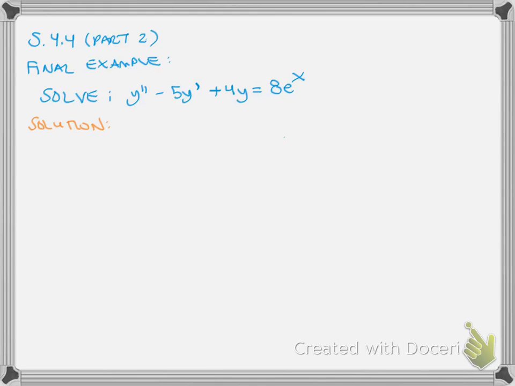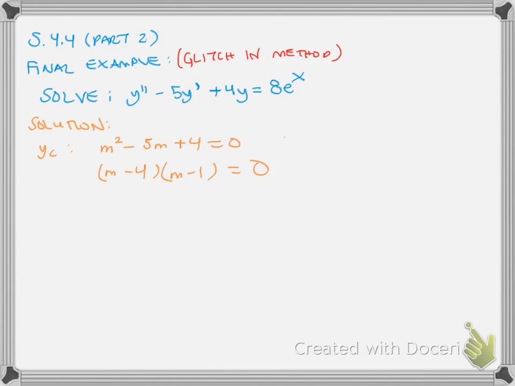And so here we're going to do this example where I told you that there could possibly be a glitch in the method. But we're going to proceed accordingly, and then we'll see where this glitch turns up. To get started, let's find the complementary function. Let's look at this auxiliary equation: m squared minus 5m plus 4 equals 0. This factors as (m minus 4)(m minus 1), and so m equals 4 and 1.